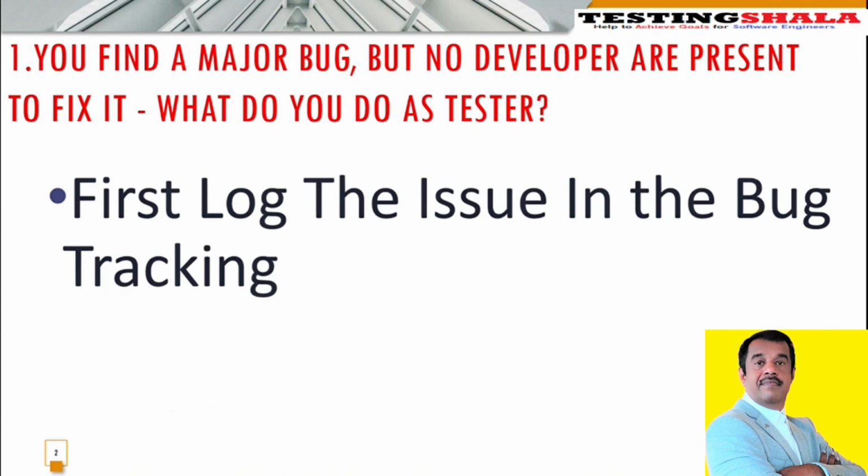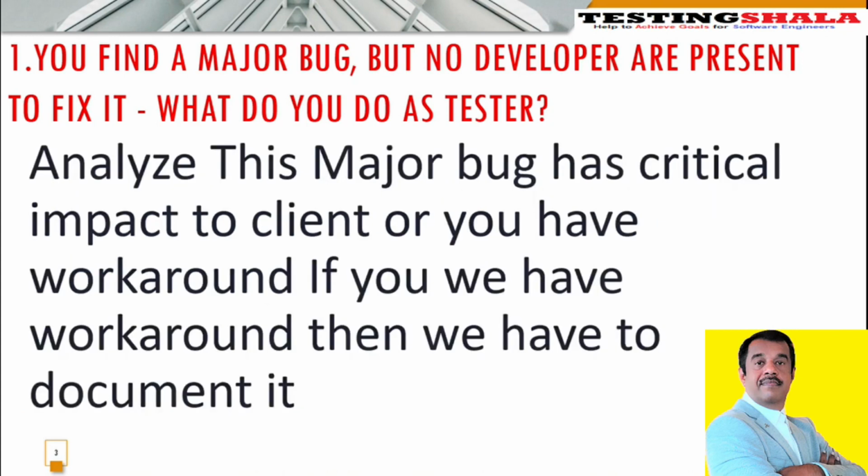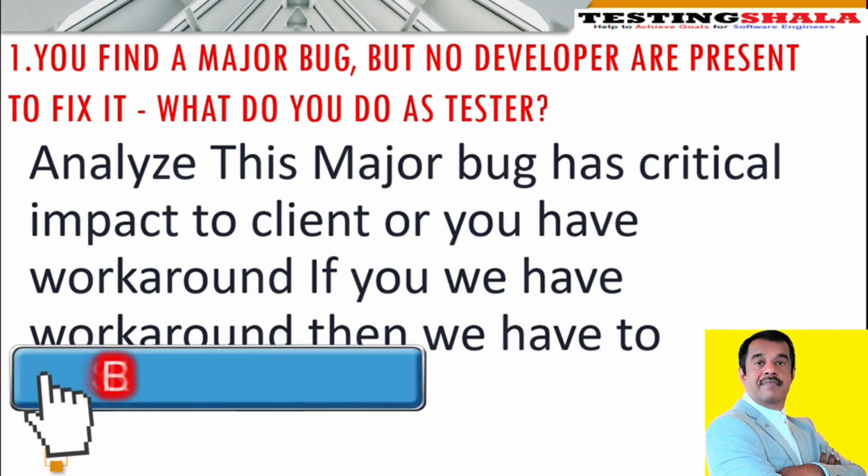Then the second thing we should do is analyze the criticality, or the critical impact to the client. Let's say the developer is not present and it cannot be fixed today. Can we still ship the product to the client with a certain workaround?